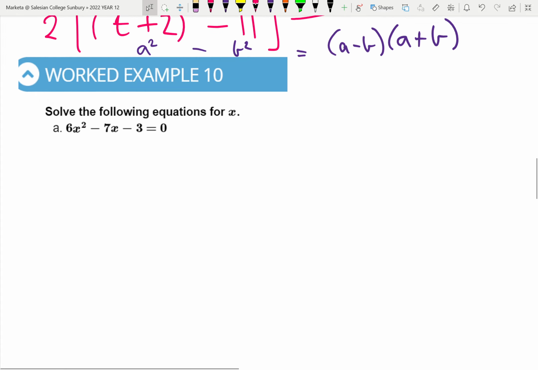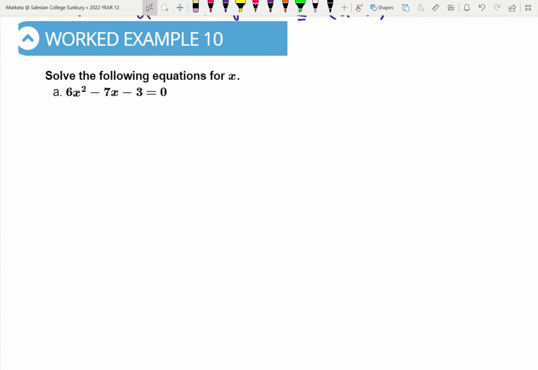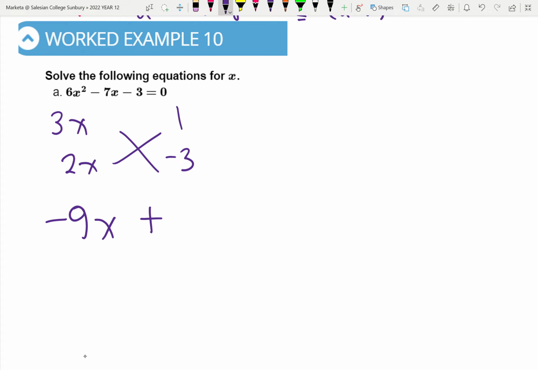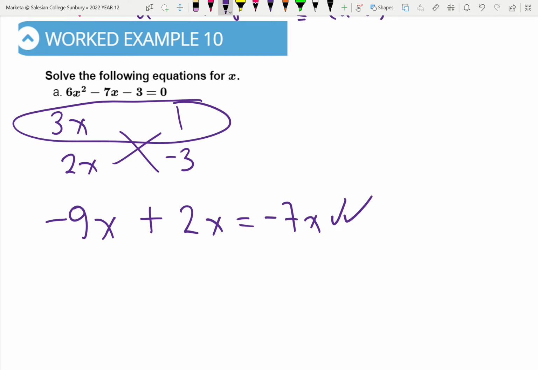Moving on. So now we go to where we solve. So there's a distinction, and it's really important that you note that distinction. We have an equal sign and we will be solving here. So in this case, I'm going to cross multiply or attempt to cross multiply 3x times 2x. And let's see, 1 times negative 3. So negative 3 times 1 is negative 3. 3x times 2x is 6x squared. Let's cross multiply. 3x times negative 3 is negative 9x, 2x times 1 is positive 2x, and yes, that equals negative 7x. And again, I do the little check there to make sure that there are no silly mistakes.